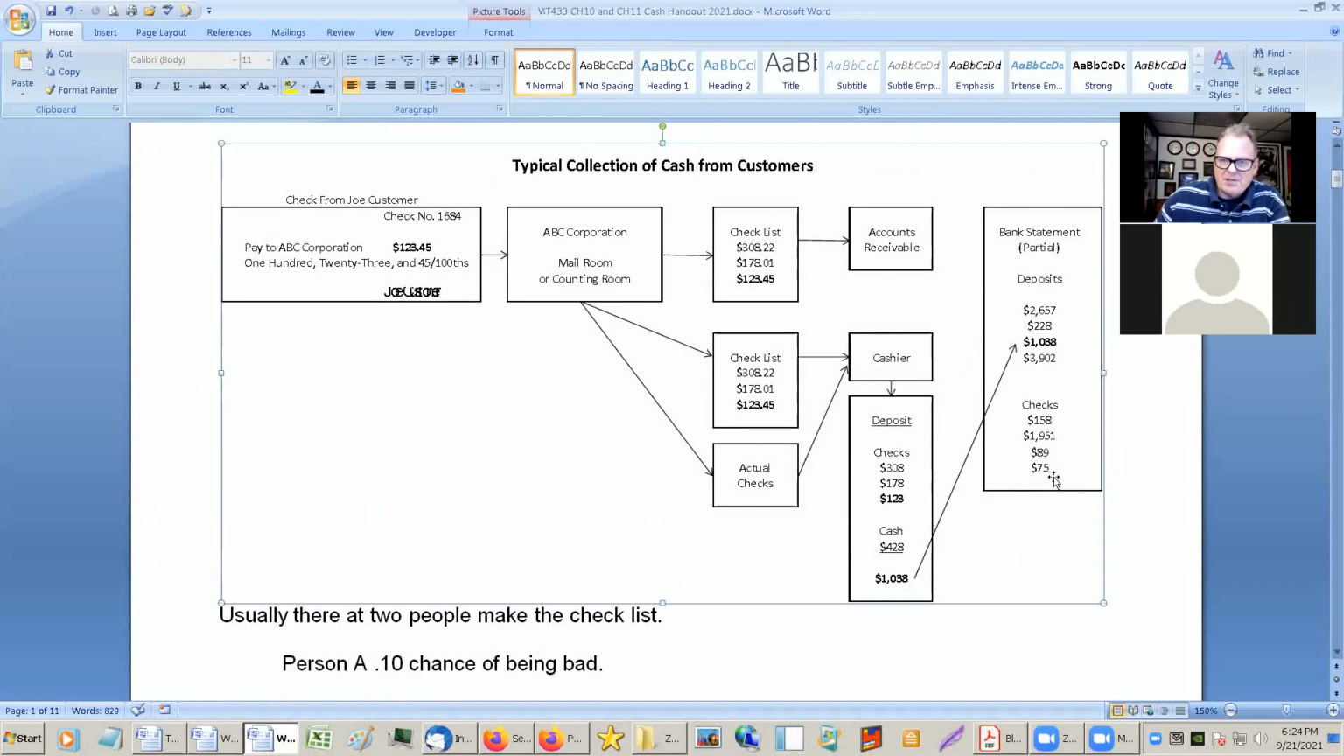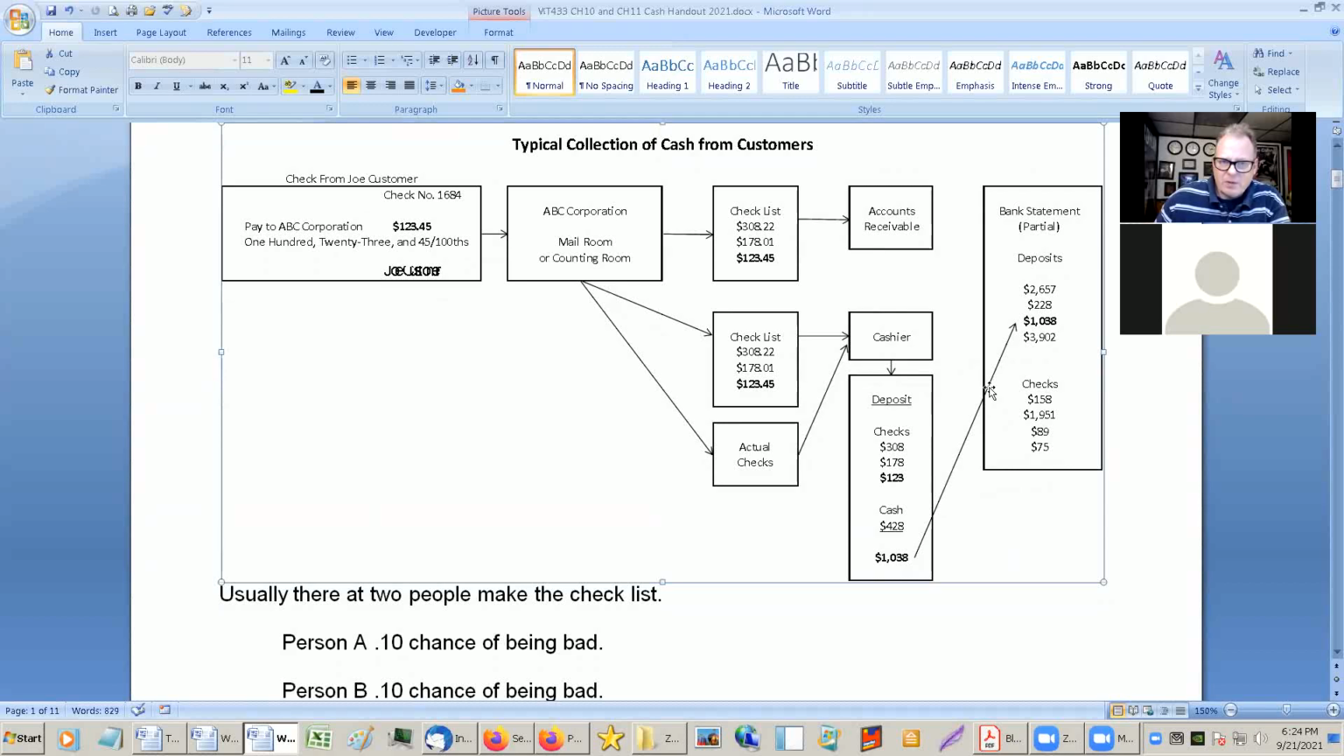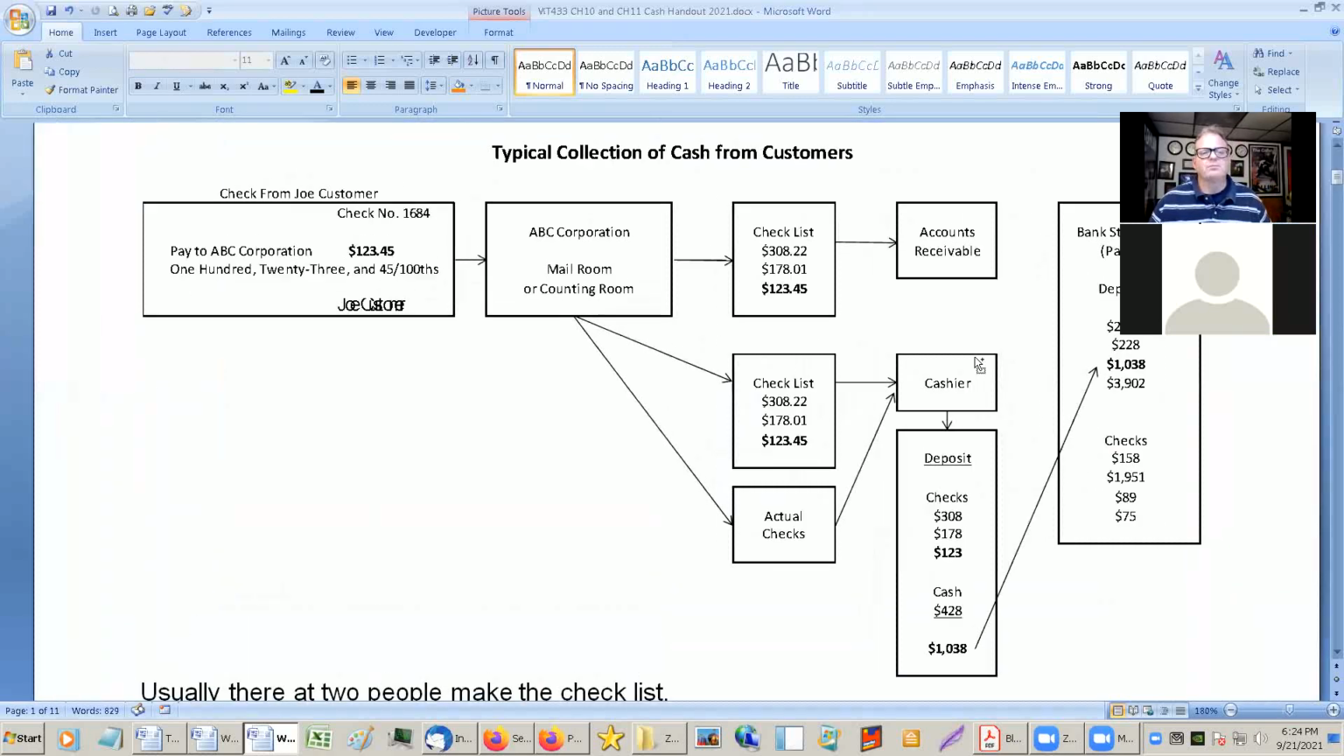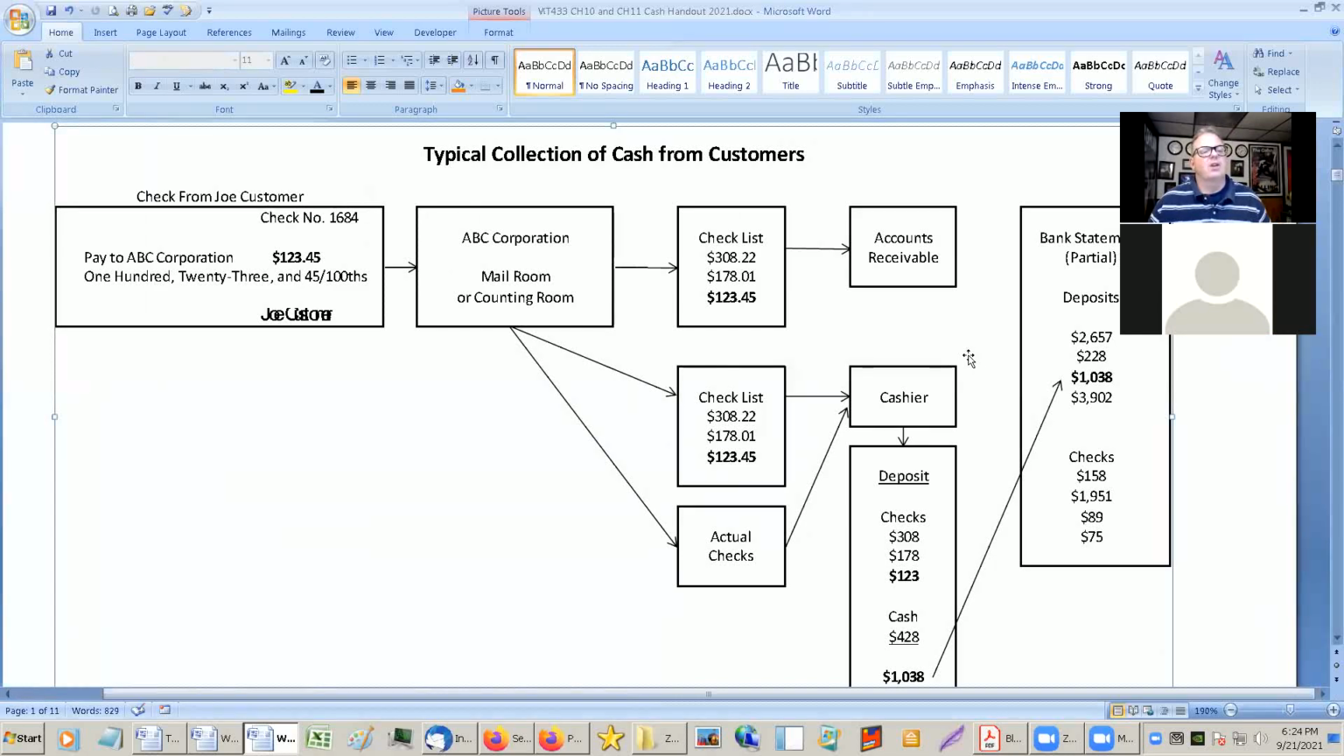Now, a couple of things that are not so obvious when we look at this. Let's zoom in a little bit. Oh, it looks even worse when I zoom in. All right. The accounts receivable person, they take care of the record keeping. They're in accounting. You do not want them to get the checks. We'll actually figure out why later on, but you do not want them to get the checks.